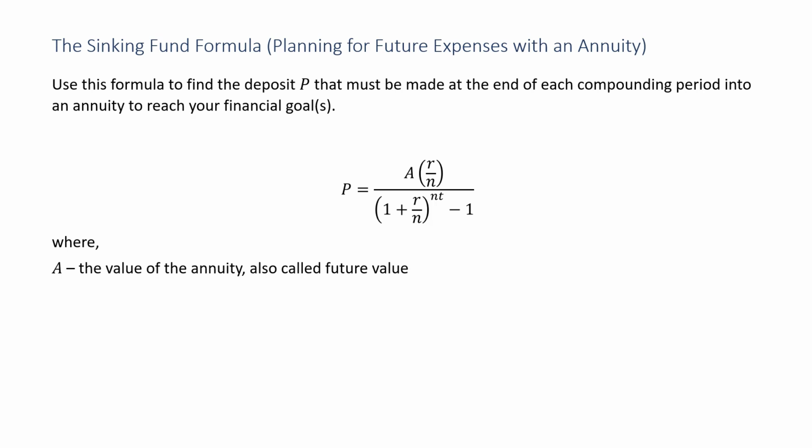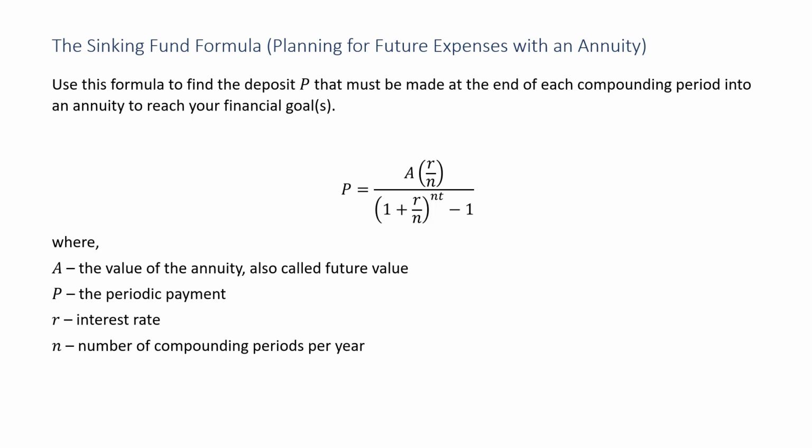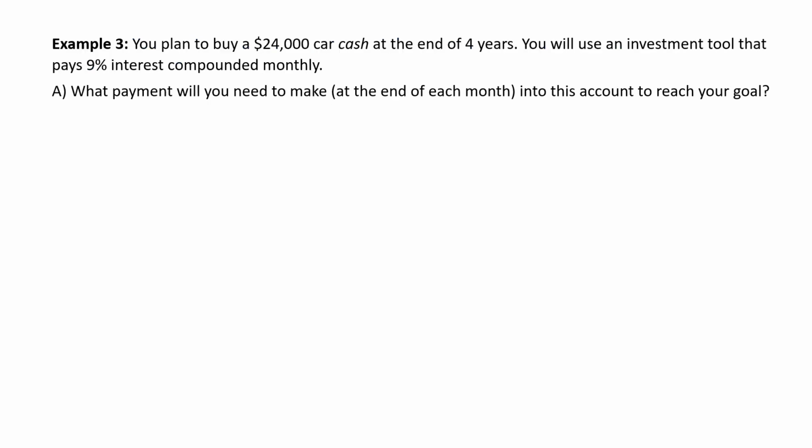A is the value of the annuity, also called the future value. P is your periodic payment. R is the interest rate. N is the number of compounding periods per year. And T is always time in years. Example: you plan to buy a $24,000 car cash at the end of 4 years. You will use an investment tool that pays 9% interest compounded monthly. A, what payment will you need to make at the end of each month into this account to reach your goal?